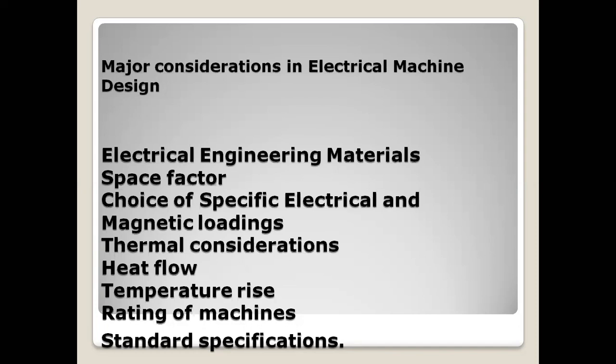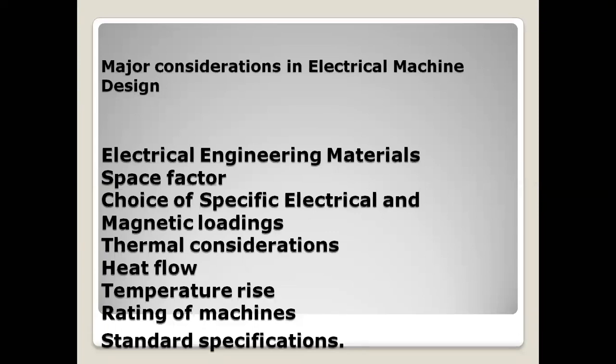Like for example, if you make a motor, what material is used? Either you can use the SI material, that is stainless steel material, or you can use the GI material, that is galvanized iron material, and many more. So what type of material you use for making your machine is one of the most important points to keep in mind. Moreover, you should keep in mind the space factor, the choice of specific magnetic loading, and the choice of specific electrical loading. These terms I will discuss with you one by one in my other lectures, what you mean by specific electrical loading and magnetic loading.